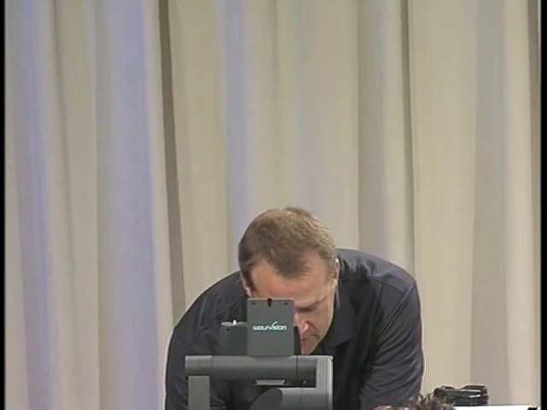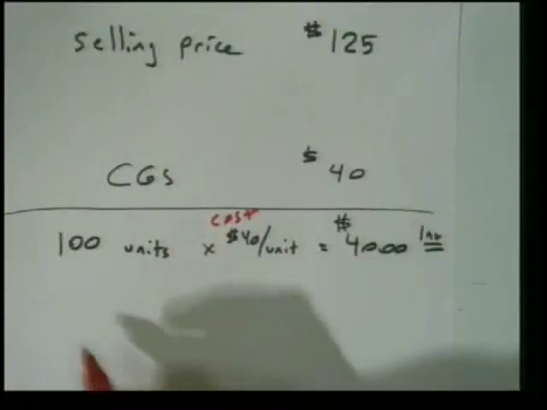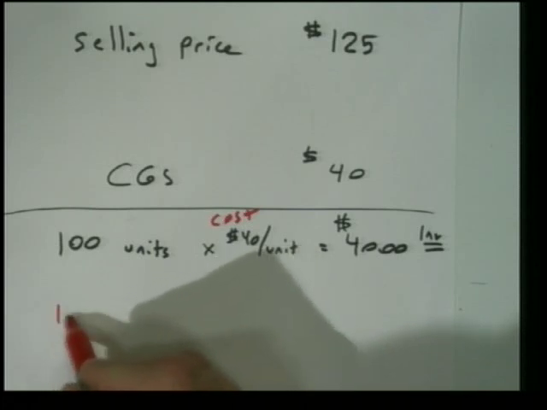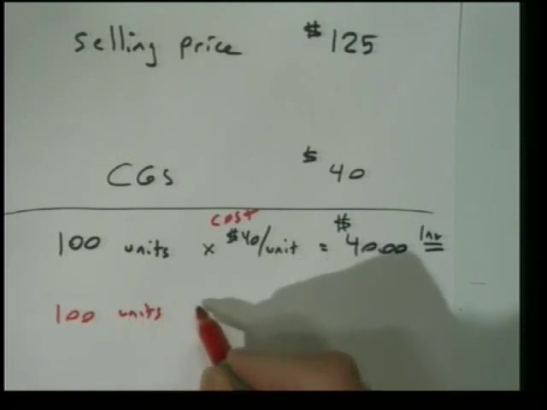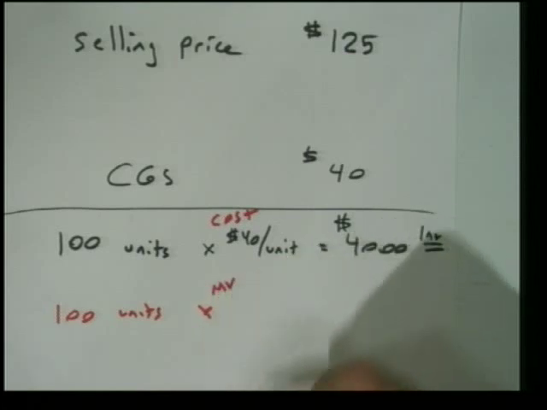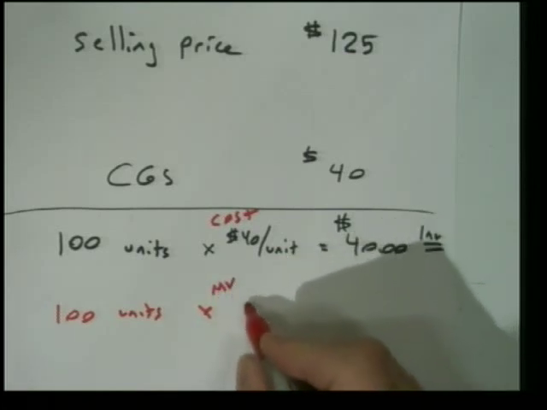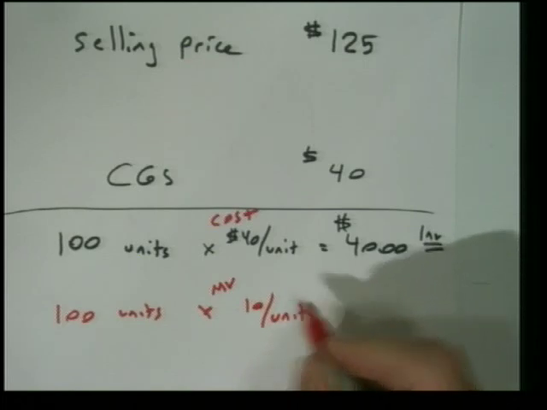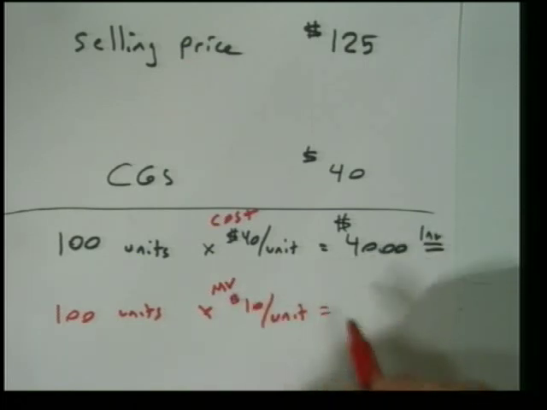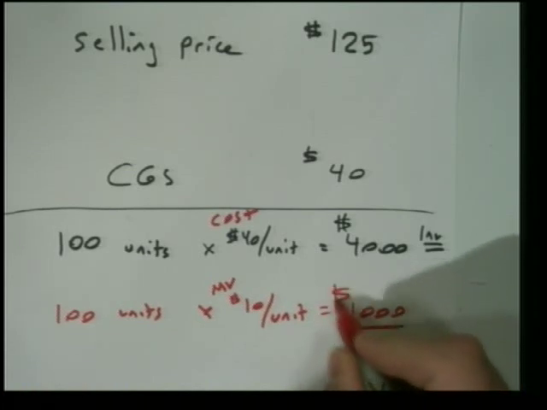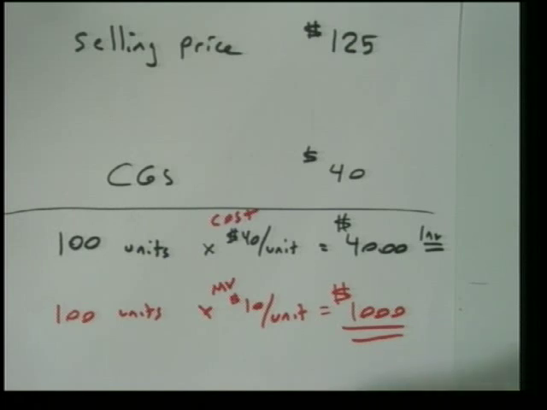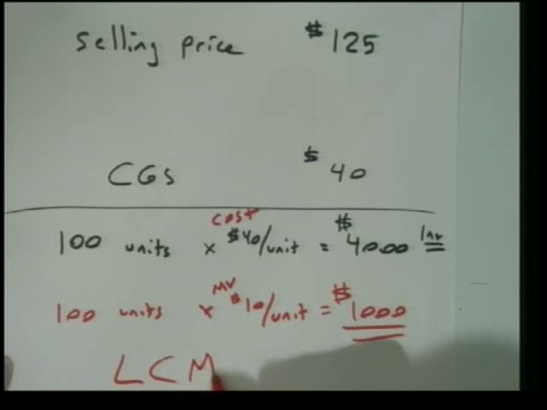Okay? So what they would have to do in this case, this was the cost. This is the market value now, MV. And if that went down to 10 bucks per unit, they would have to write that inventory down to $1,000 on their books. In other words, they need to do the lower of cost or market.